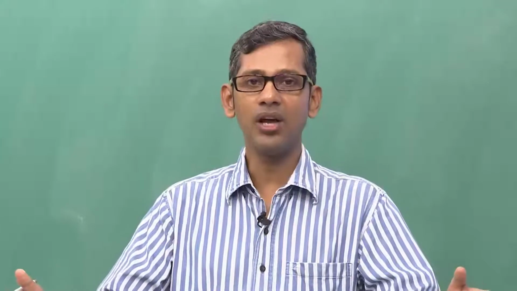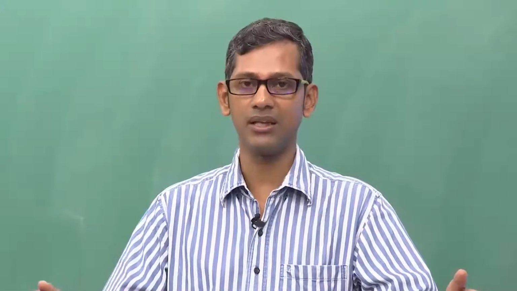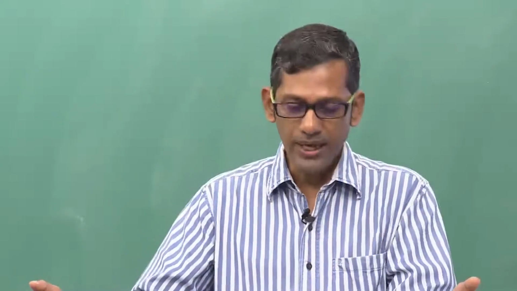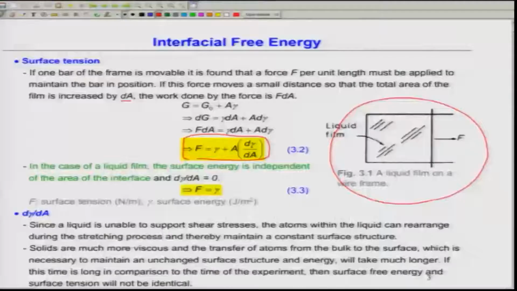But on the other hand, for solids, if I do similar stuff, suppose a solid thin film, atom movements are very slow, so rearrangement is not possible, and therefore we cannot assume in a solid that this d gamma by dA term is going to be 0. In fact, for most solids it is not equal to 0, and that is why in solids surface energy and surface tension are different, and they differ by this term A d gamma by dA. That is the major difference between solid and liquid.